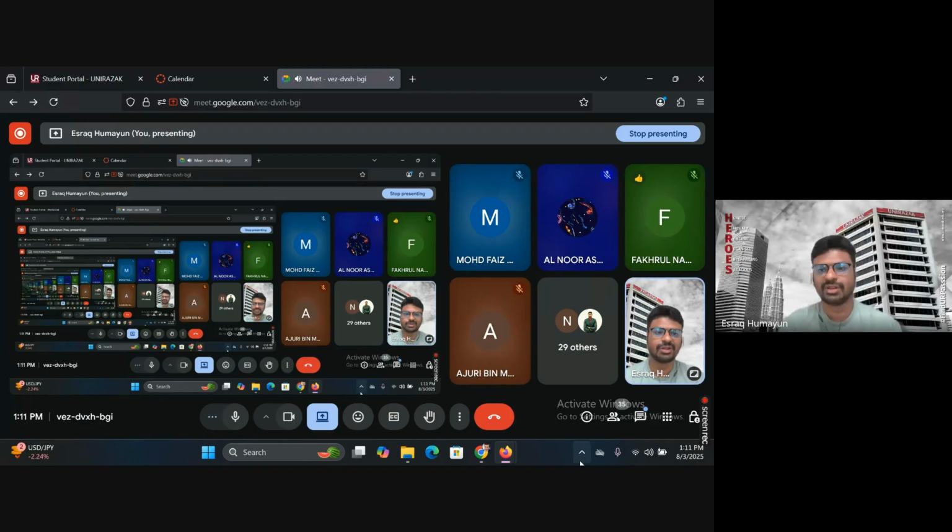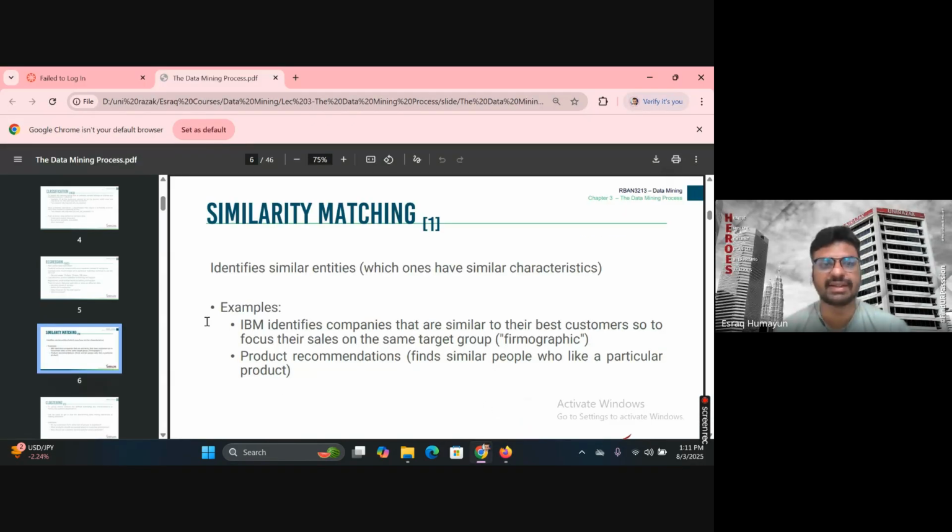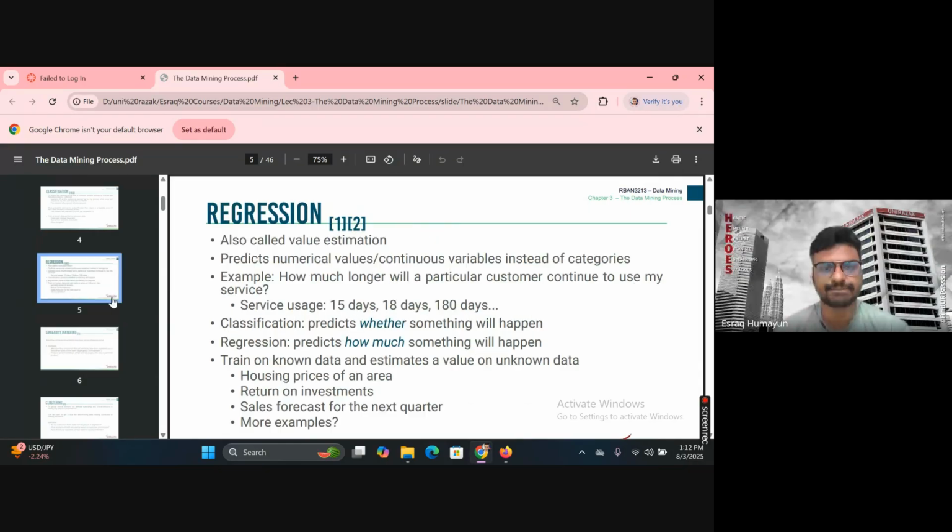Just making sure of one thing: don't worry about the grades or anything. Just keep learning and enjoying the things. Data mining is a very interesting topic, and I have many research papers on this topic. If you want to write a research paper, you can contact me. I can help you. Those who want to do higher studies, they need this.